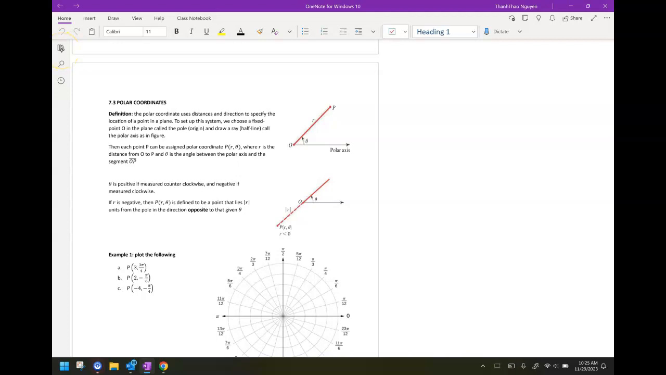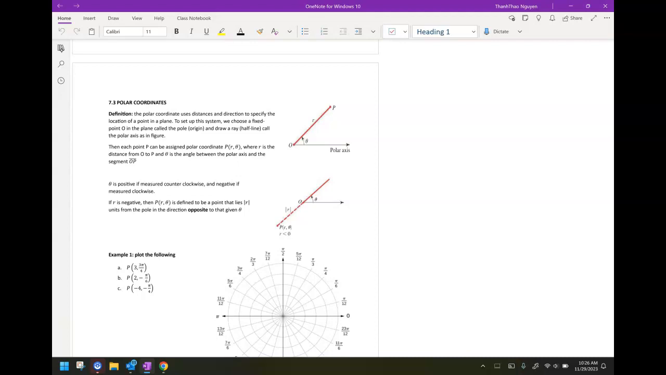Polar coordinates use distance and direction to specify the location of a point on a plane. To set up the system, we choose a fixed point O in the plane called the pole, or the origin, and draw a ray, a half-line, called the polar axis, as in the figure.